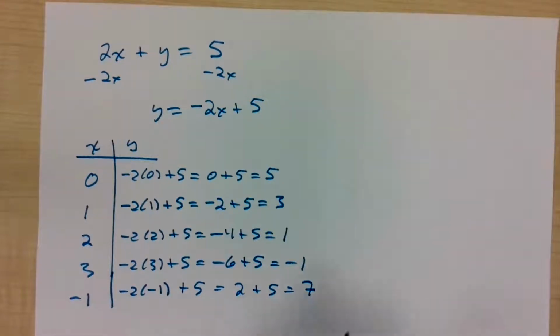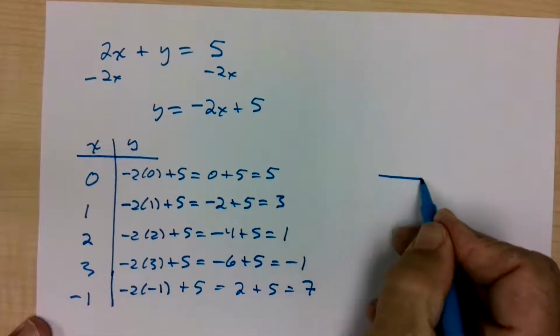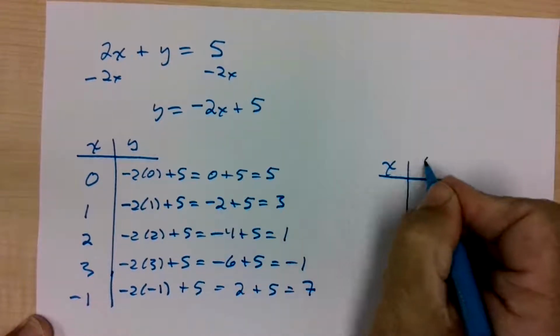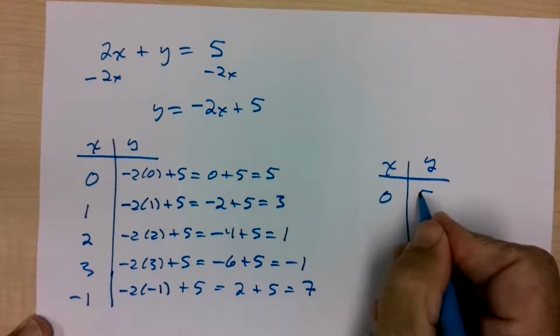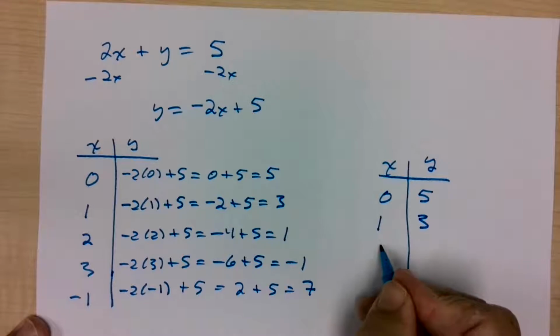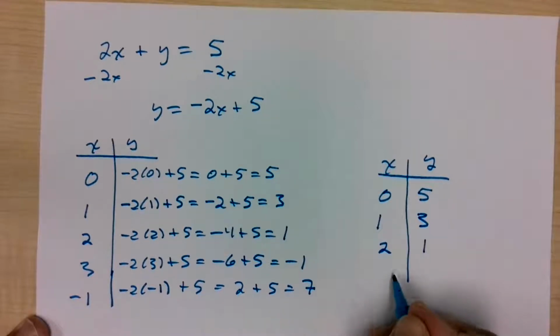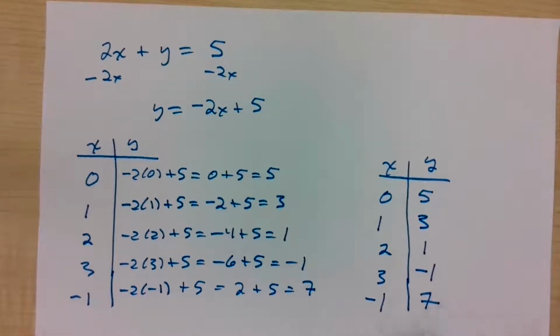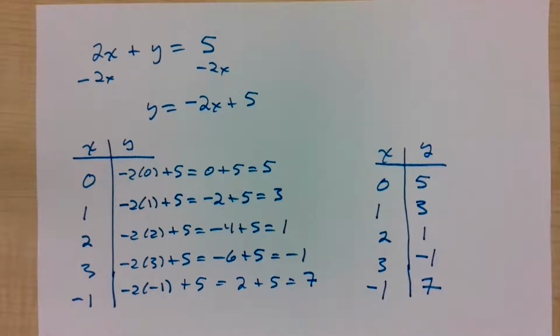So what are all the points that I have? Putting all these together, I have a collection of points here. X, y. We have x is 0, y is 5, x is 1, y is 3, x is 2, y is 1, x is 3, y is negative 1, x is negative 1, y is 7. So I'd like to graph those points to see what that looks like, to get our idea of this. So let's do that.